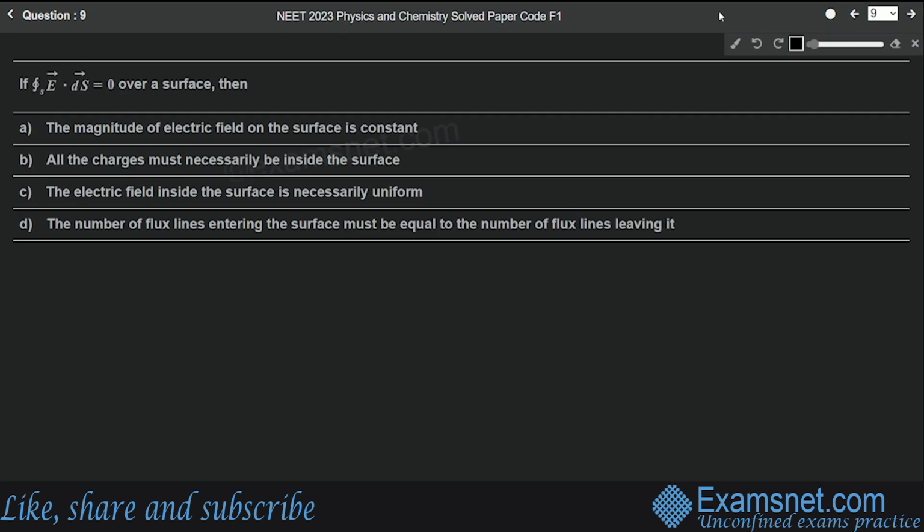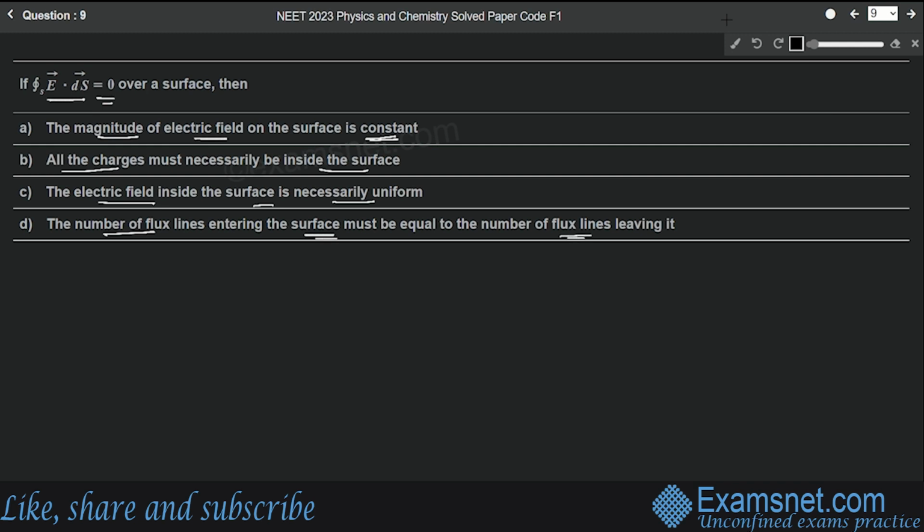Question number 9 is from the chapter Electric Charges and Fields, and the question is: integration of vector E dot vector ds equals 0 over a surface, then option A, magnitude of electric field on the surface is constant, option B, all the charges must necessarily be inside the surface, option C, the electric field inside the surface is necessarily uniform, and the last option is the number of flux lines entering the surface must be equal to the number of flux lines leaving it.